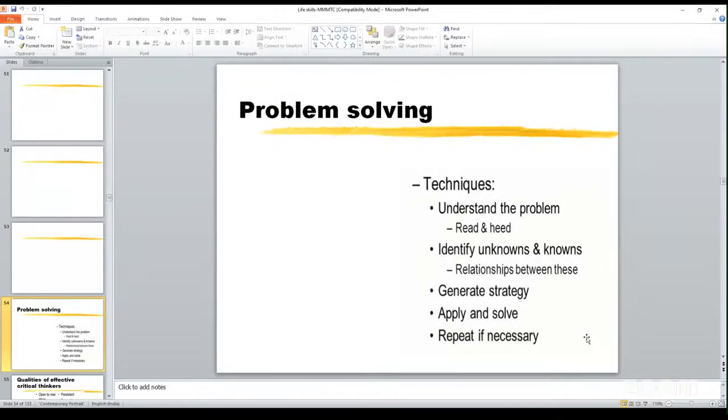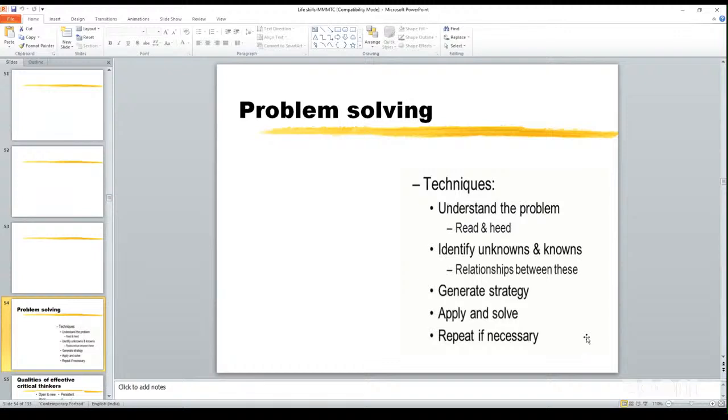So the next life skill is problem solving. Whenever we encounter some issue and we are not able to find ways to effectively manage it, then different kinds of problem solving strategies would help us to do that. So what are the techniques when we talk about problems?